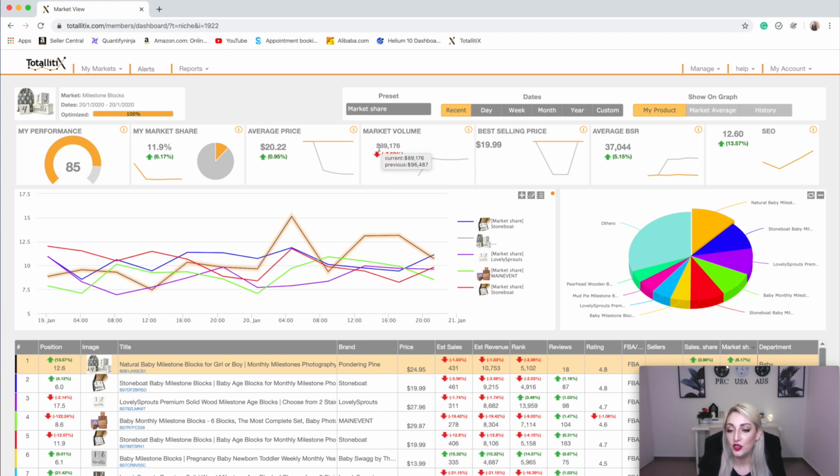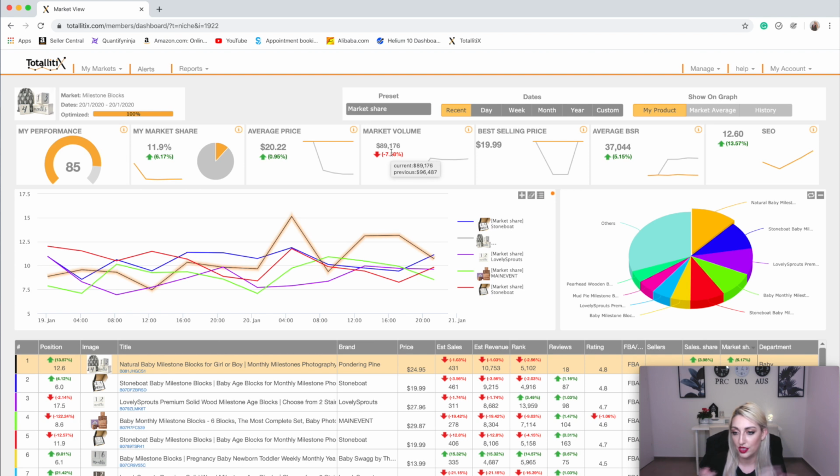But this also helps you to understand what that market cap is. Is it a product that's super, super niche? Once it becomes very saturated, if this is going to stay the market cap, maybe over time this product, which is the baby milestone blocks, will become more trendy.